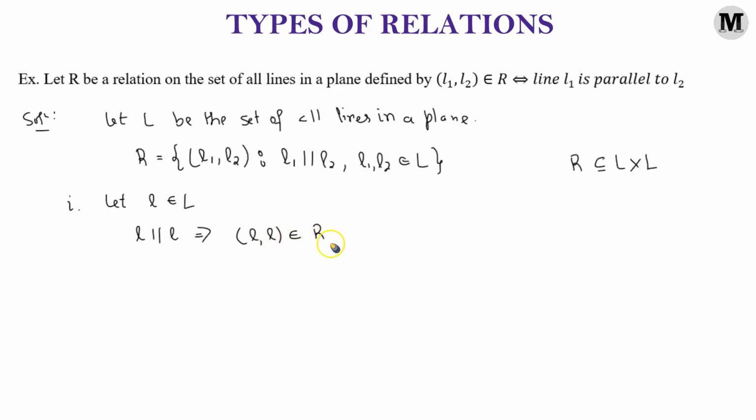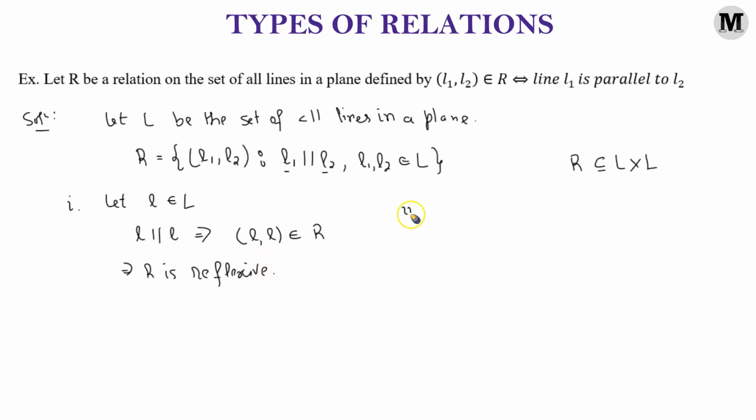to the relation R. Here we are considering L1 and L2 to be the same line L. If L1 and L2 are the same line, then clearly we can say that L1 and L2 are parallel to each other. So they must belong to the relation R. Since (L, L) belongs to R, this means that our relation R is reflexive in nature. So this is a reflexive relation. Okay, so we have tackled the first one.